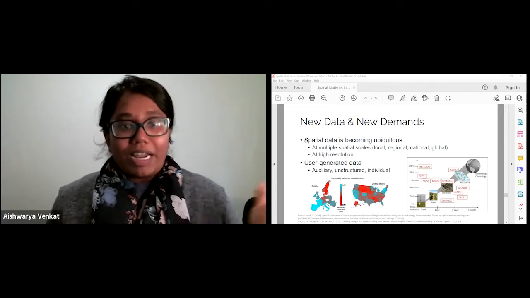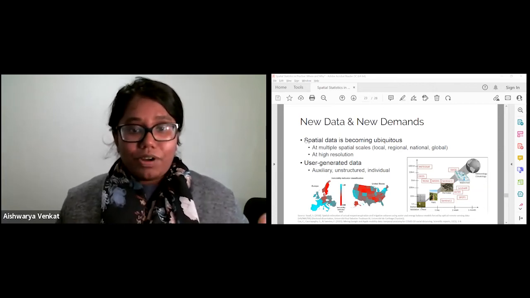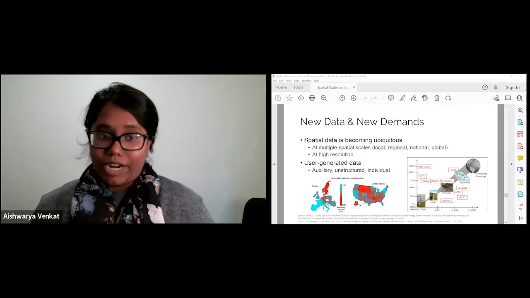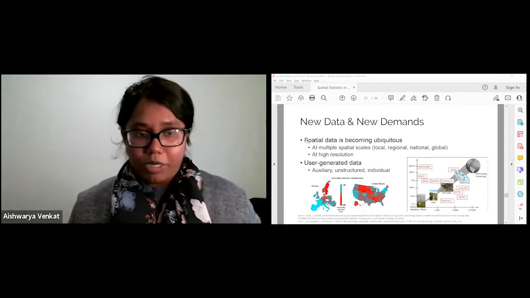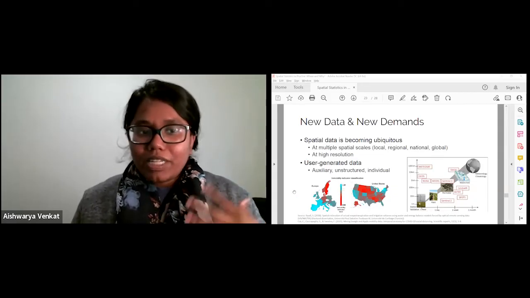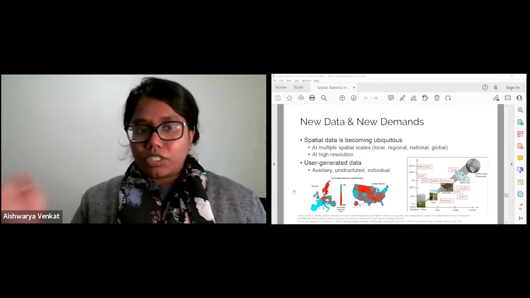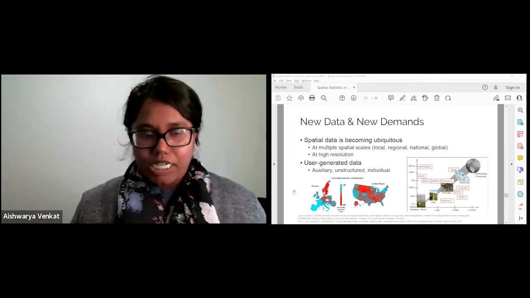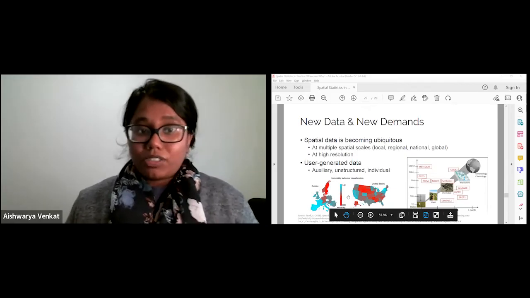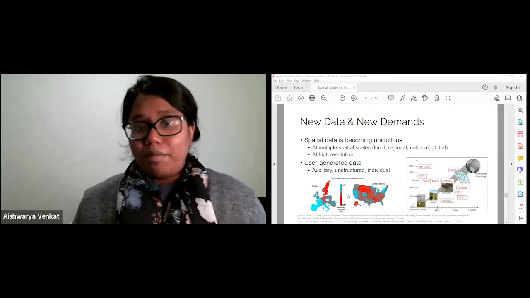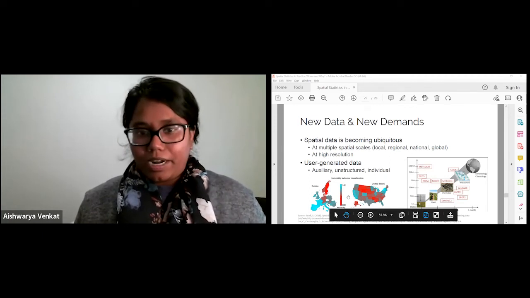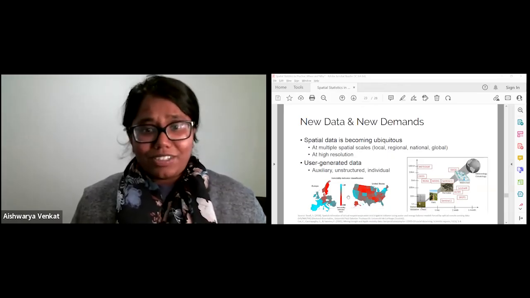So in parallel, there's an explosion of auxiliary unstructured data that's being generated by really anyone with a cell phone, right? Passively generating a lot of location-based information. And really that was the source data for Google mobility trends or Apple mobility trends. I was looking at mobility patterns during COVID-19. So these data are constantly being generated, passively, but also actively in the social media space. And there's a lot of sentiment analysis and spatial analysis to be done there. So there's a lot to be done.